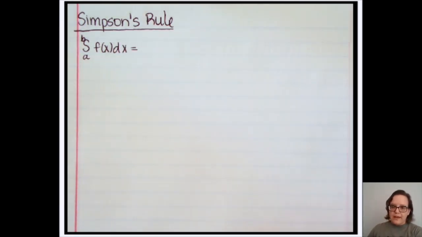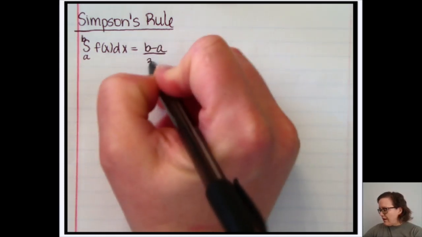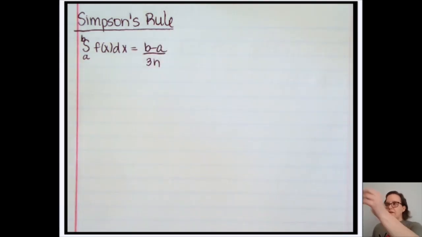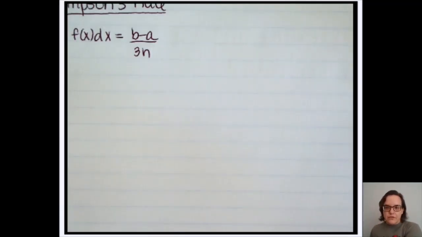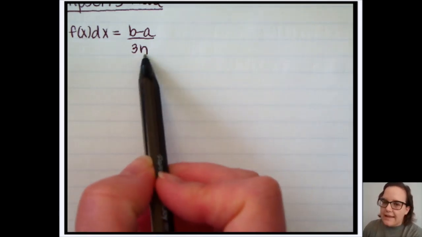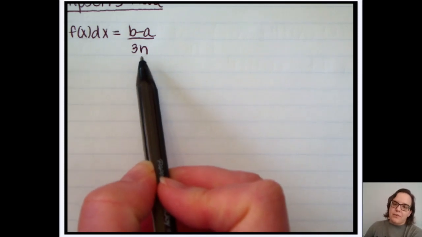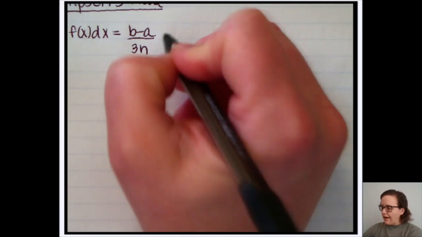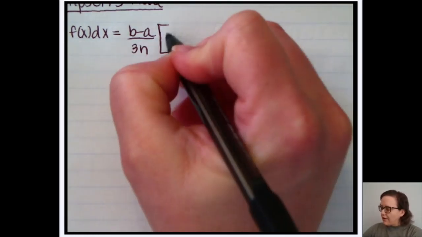Simpson's Rule says that we take b minus a over 3n. So that's already different than the trapezoidal rule. One main difference is that n has to be an even number of intervals, where it did not have to be that way with the trapezoidal rule. We always used one, but you don't have to. Here you do have to. Now we start putting in our functions.